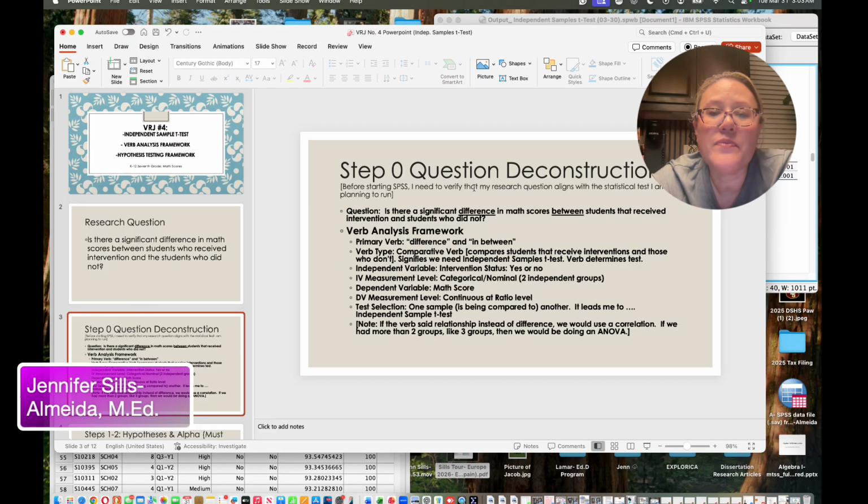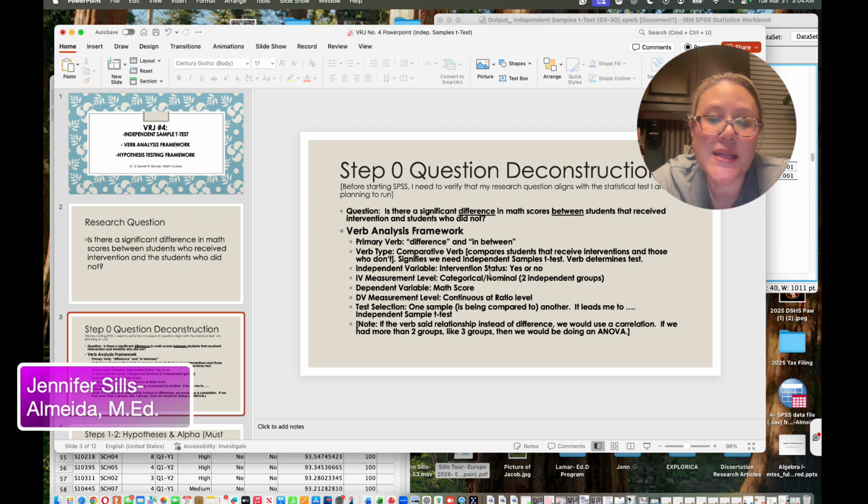So the first thing that we have to do for deconstruction is a verb analysis framework. We have to look at, is there a difference? And is it between, which we're talking about? Yes. Is there a difference in math scores between students who received intervention and those who have not?